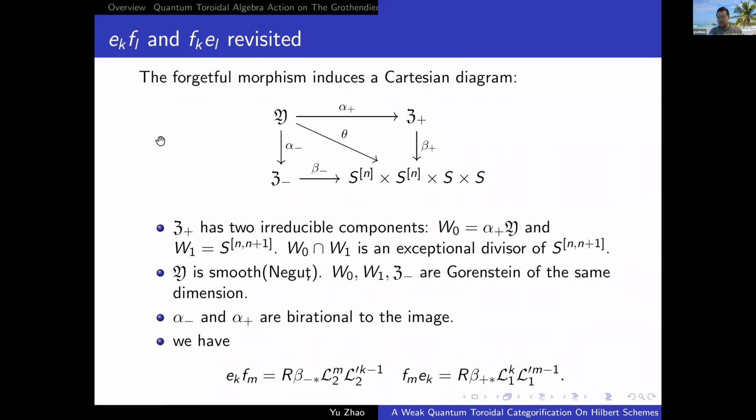Okay, great. So because of that, remember that what we need to do is compare EK and FM. One side is the line bundles on the minus, and the other side is the line bundles on the plus. So we need to do two comparisons.